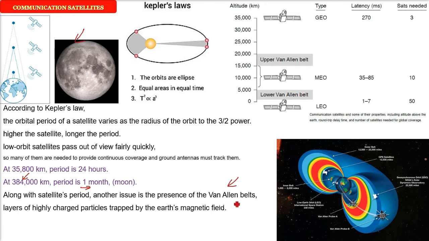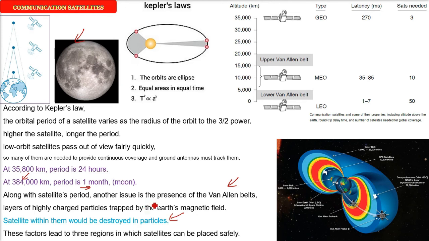Let me just show you the places, because if you are sending a satellite or trying to establish one in these Van Allen belts, it will be destroyed by the particles. So because of these factors, we only have 3 regions in which satellites can be placed safely: LEO, MEO and GEO. Now people will ask, what about these places? Why are we not putting satellites in between? The answer is the Van Allen belts, because here the satellite will be destroyed in pieces, in particles.